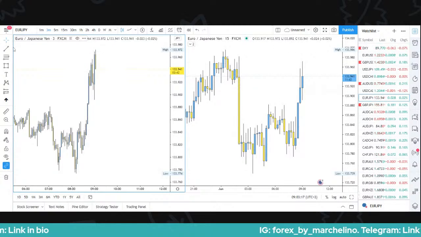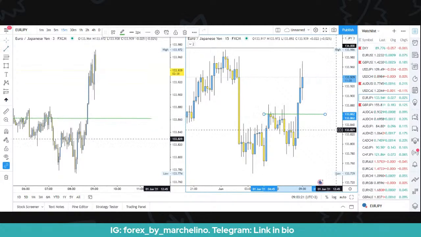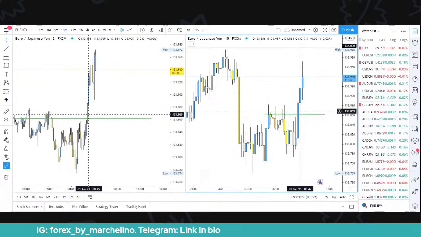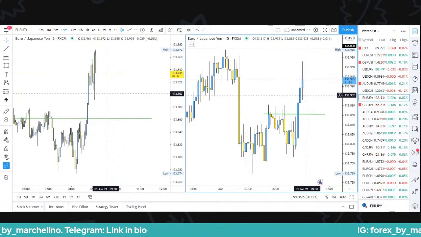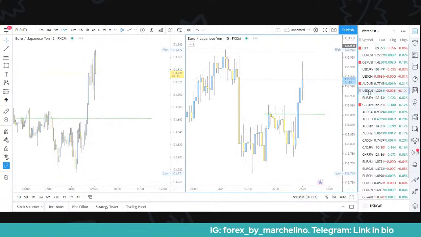Even Euro JPY looked like a clean trade from the 15-minute. Break above a key level. Okay, but we didn't get a pullback though. Only time we got a pullback was in this candle. Bit of a problem there.